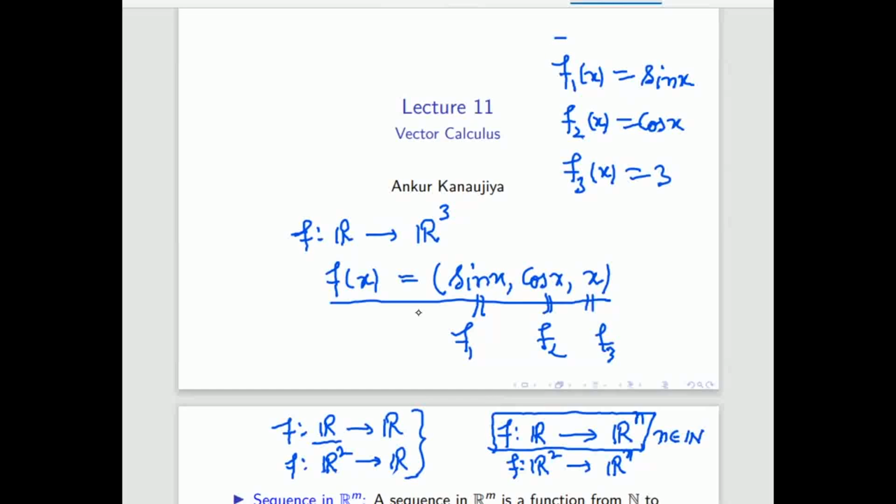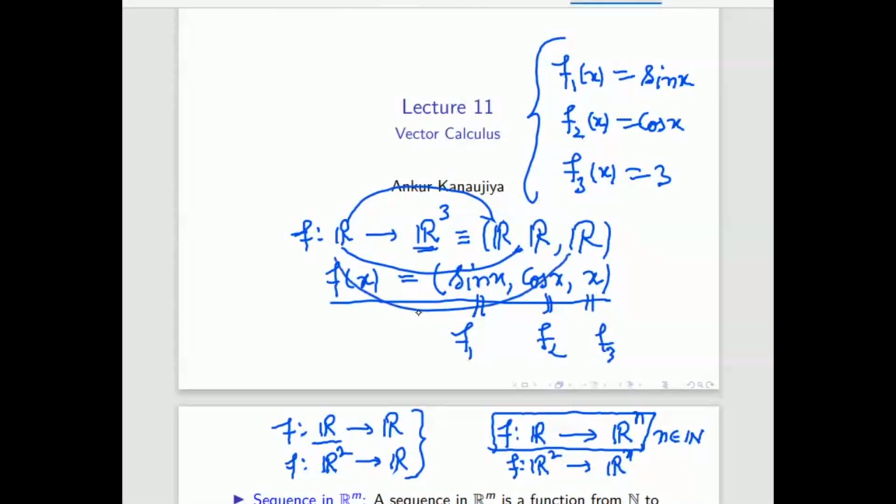So f1, f2, f3 are all functions from R to R. That means R3, it is not a proper way to write, I am just writing R three times. That means R to R one function, then another R to R and another R to R. You know how to deal with single variable R to R, so the whole theory of R to R we can apply to a function from R to R3.